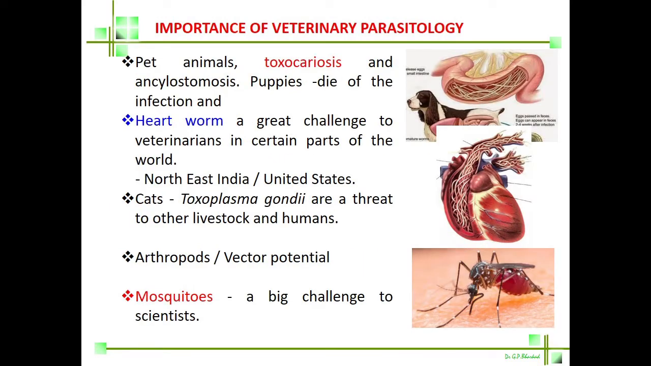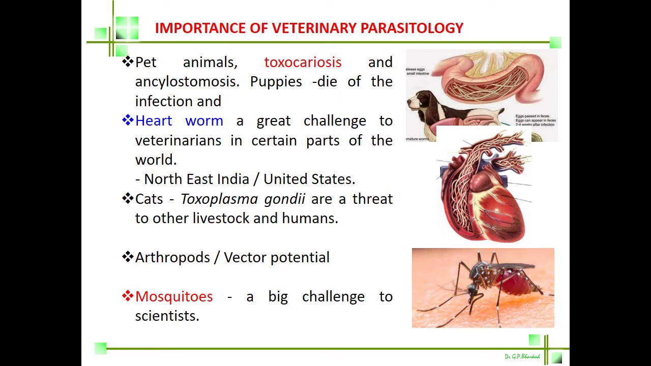In pet animals also, nematodoses like toxocariosis and ancylostomosis are again a big problem. The young ones of dogs, puppies, die at an early age because of this infection. Heartworm is also a great challenge for veterinarians in certain parts of the world, especially the northeastern regions of our country. In cats, we know Toxoplasma gondii is a great threat not only for the animals but also for human beings.